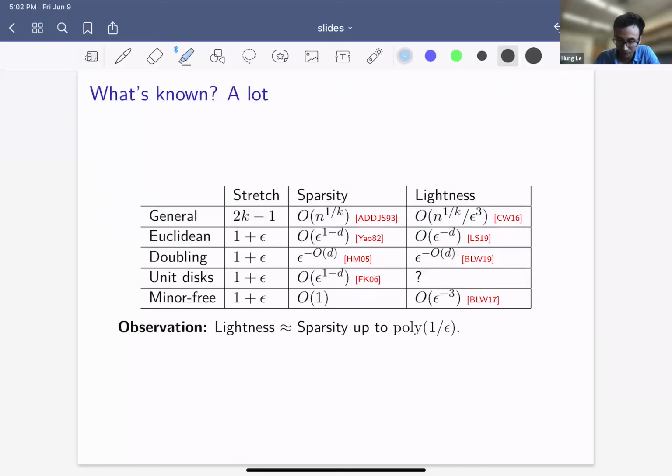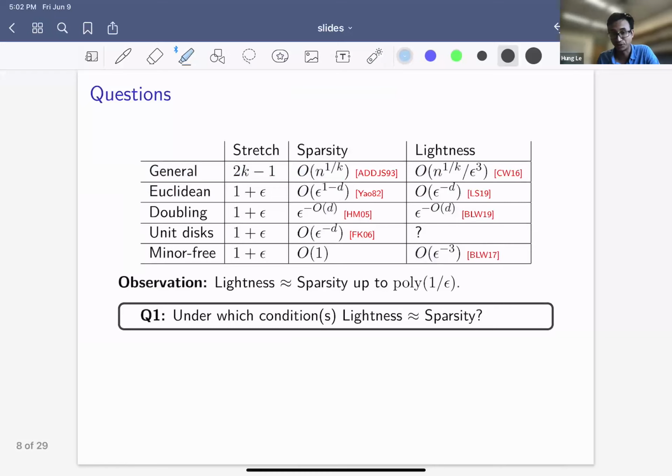One observation is that if you look at sparsity and lightness, you can see that they are almost the same for all the classes of graphs that I show here, up to a factor of poly(1/epsilon). This observation brings up a couple of questions that we study in this talk. The first question is, under which condition is lightness going to be approximately the sparsity? Because a sparse spanner is much easier to construct than a light spanner.